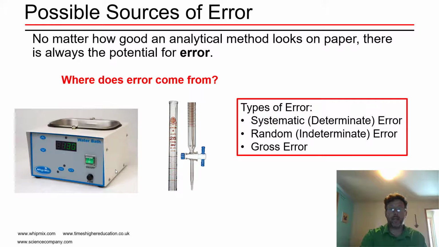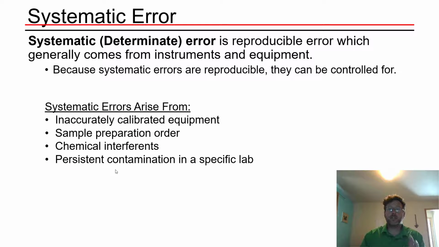So let's talk about the two remaining types. Let's talk systematic error and random error. So systematic, or what Harris calls determinate error, is a reproducible error which generally comes from instruments and equipment. Because systematic errors are reproducible, they can be controlled for.